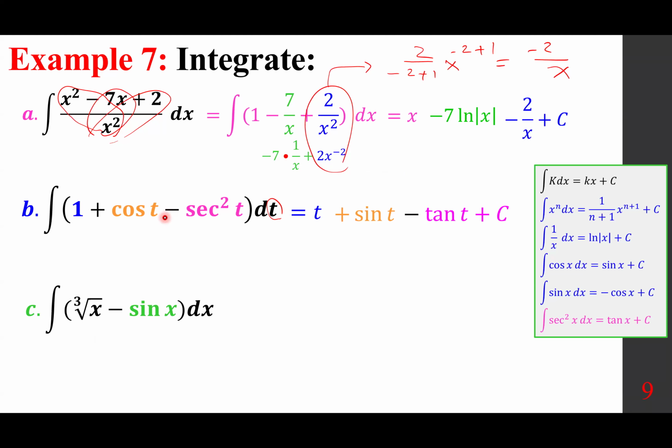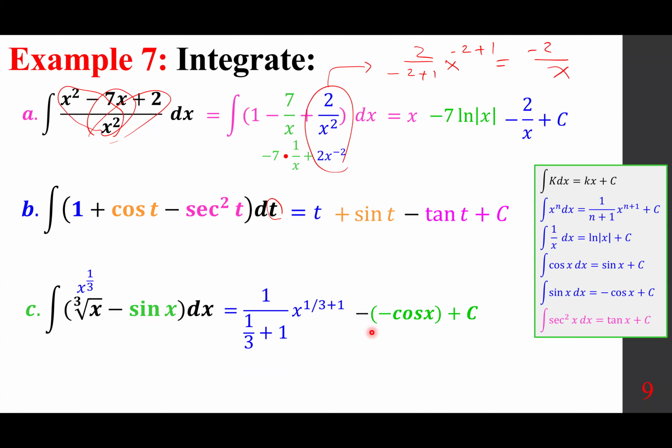Change the cube root to x to the power 1/3 to get it ready for the power rule. So 1 over 1/3 plus 1, x to the power of 1/3 plus 1, minus: the derivative of sine is cosine, the integral is negative cosine. So minus negative cosine x plus c.